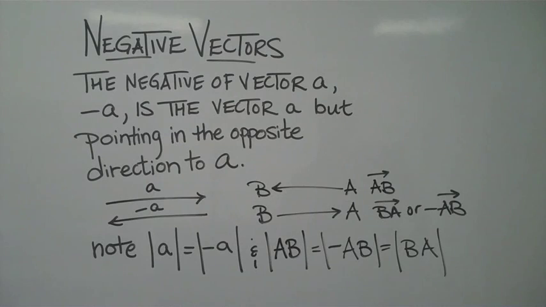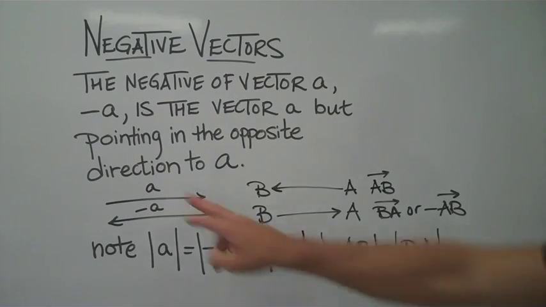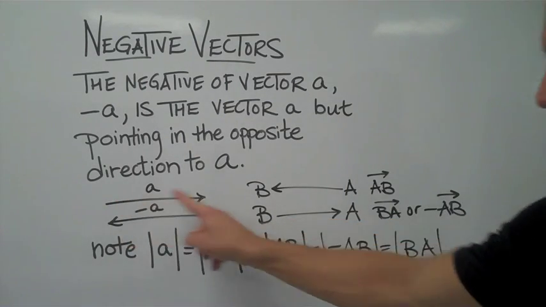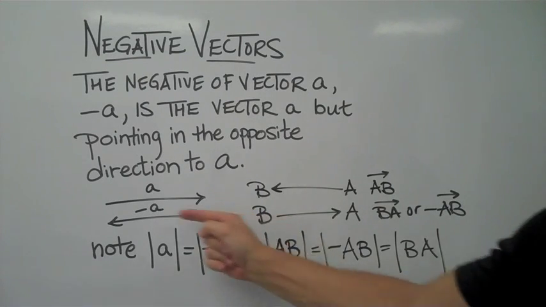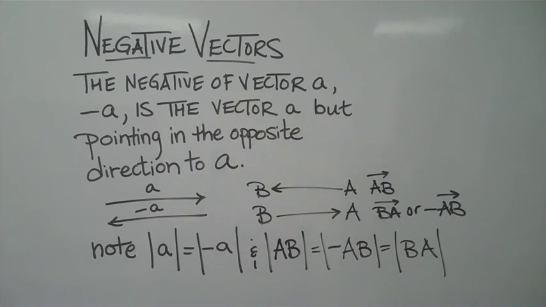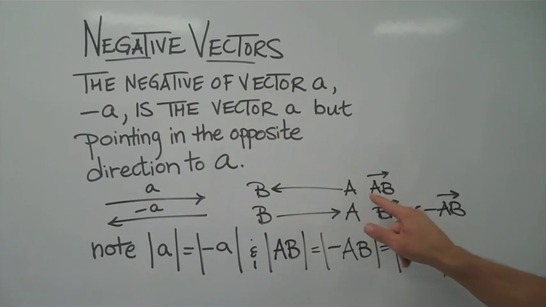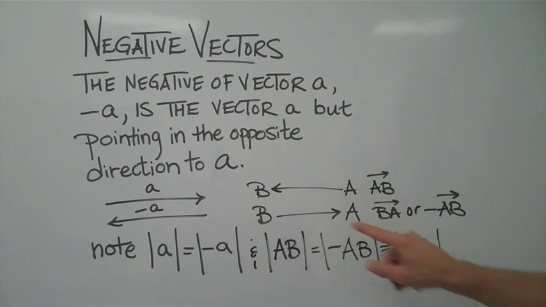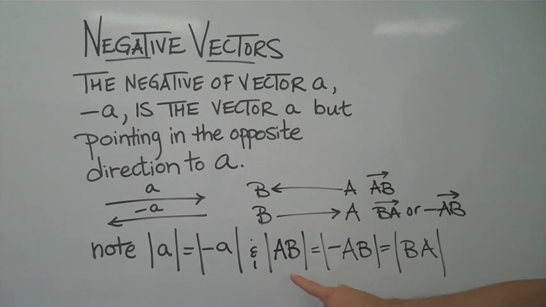Negative vectors. The negative vector a, or negative a, is the vector a but pointing in the opposite direction. If vector a points to the right, vector negative a is the same magnitude but it points in the opposite direction. Note the magnitude of a is the same as the negative a vector. Or if you're using the other notation, we can say vector AB has the same magnitude as vector BA. Another word for vector BA would be the opposite of AB. Note that the magnitude of AB is the same as the magnitude of negative AB, which is the same as the magnitude of BA, because these two are the same.